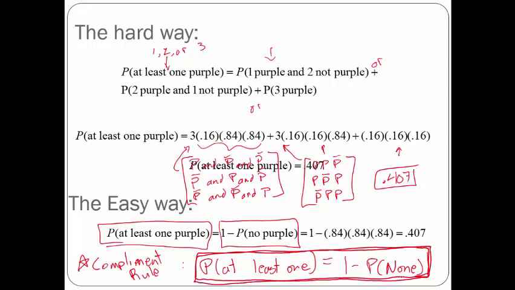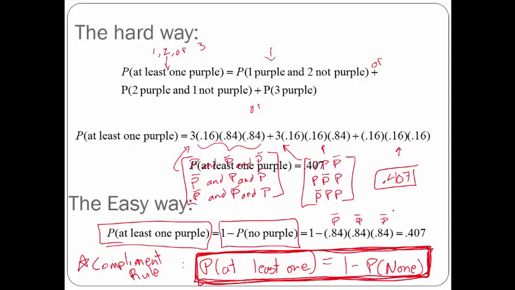So whenever you see the term at least one, what should be going off in your head is a little alarm saying, okay, at least one. The really easy way to do that is 1 minus none. So if we look up here with no purple, well, 16% were purple, which means no purple, no purple, no purple. There's only one way to get no purples the whole time, and that's none, none, none. So we just do 1 minus not purple, not purple, not purple, which would be the same exact thing. Notice 0.407 again. We saw that right there.